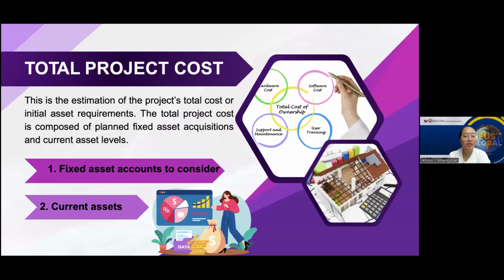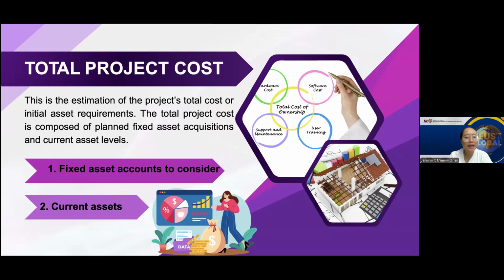Now let's talk about the total project cost. The total project cost is the estimate of all expenses required to start and operate a project. It includes both fixed assets such as land, buildings, and equipment, and current assets like working capital, inventory, and pre-operating costs. Adding the cost of fixed and current assets gives the total cost estimate needed for the project.